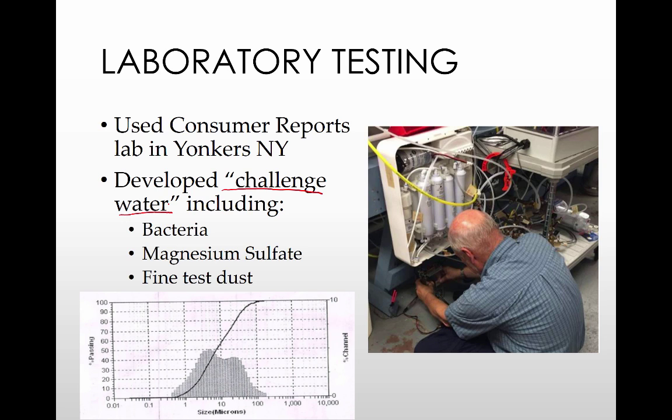Bacteria is a challenge to handle in a lab facility, but we had to make adaptations for that given the functions that we wanted to study. Then we added magnesium sulfate to the water. That is essentially Epsom salts, which we used to consider the total dissolved solids performance criteria. And then we added something called fine test dust, which helped us to evaluate turbidity reduction. The fine test dust was commercially manufactured and sold to us, and you see here the distribution of particle sizes, which is really quite tight.